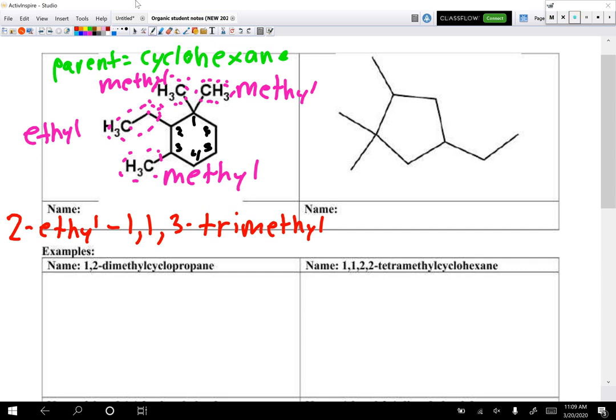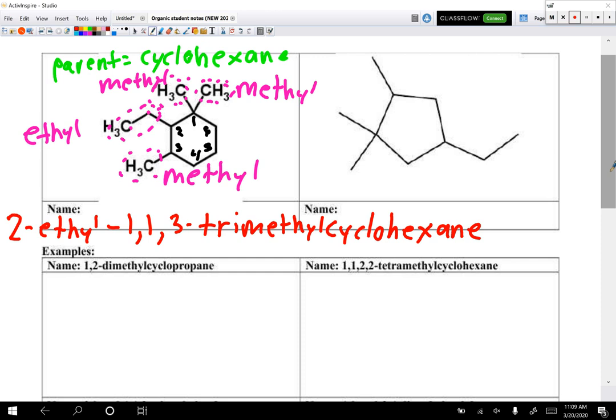Now we need to name our parent chain. So our parent chain we already have listed up above is cyclohexane. All one word. So we got 2-ethyl 1,1,3 trimethyl cyclohexane. And that is that name. Now I would like for you to pause the video and try the last one on your own.